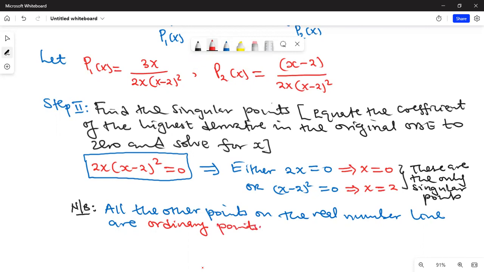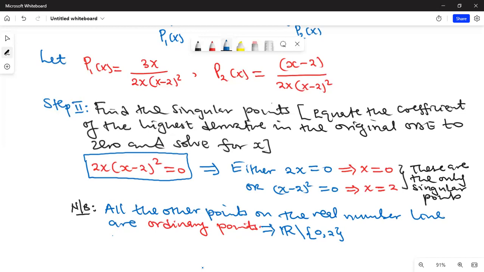So that when we combine the set of ordinary points and the set of singular points, we need to get the set of real numbers. So we can say that in this case, it is the set R, that's the set of all real numbers. Then you subtract the set containing the singular points, which are 0 and 2. So this is the set of ordinary points.